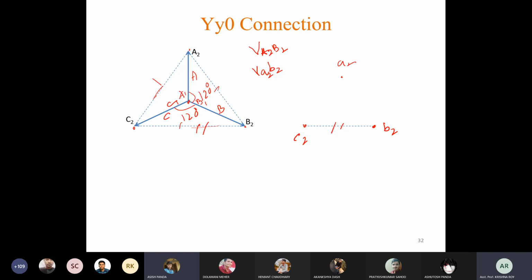Here the phase voltages must be drawn parallel to each other. Since this is A2 and this is A2, that means they have the same polarity also, as per our assumption. So we have to draw the low voltage A phase parallel to the high voltage side A phase. So here we have to draw A phase. Okay.